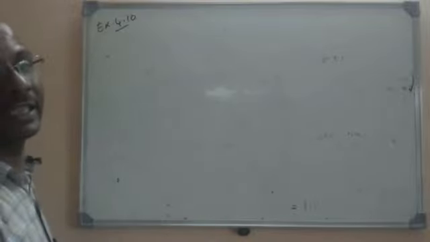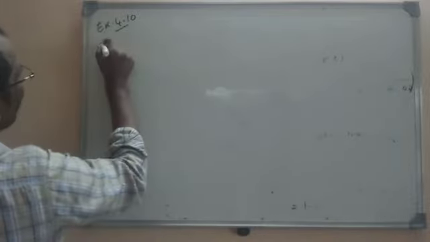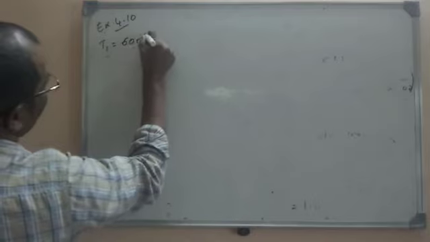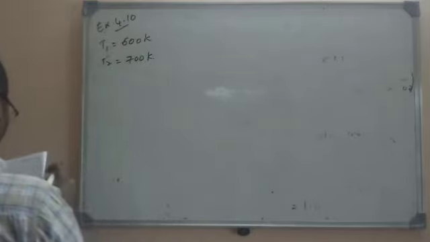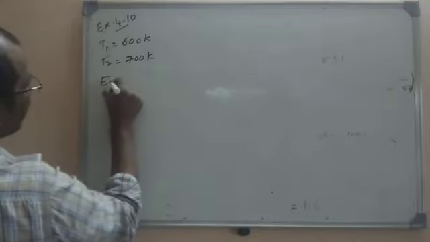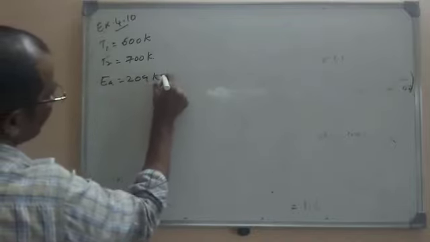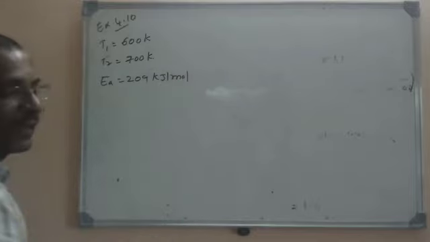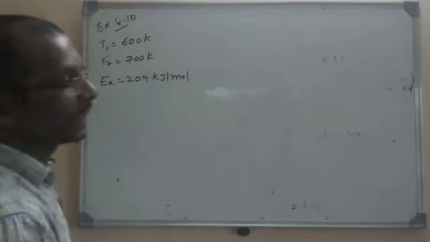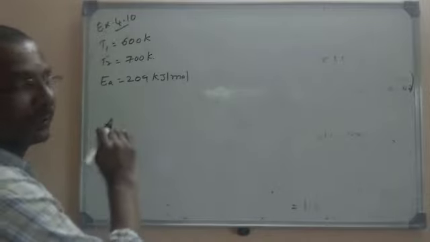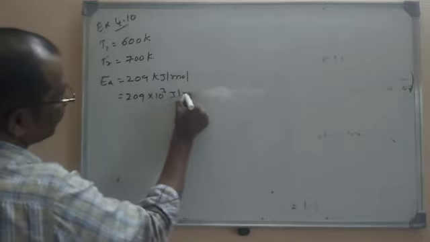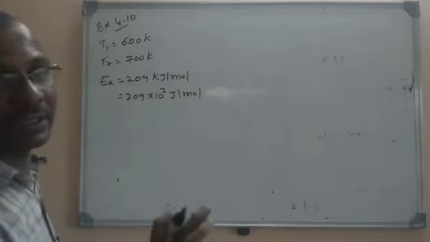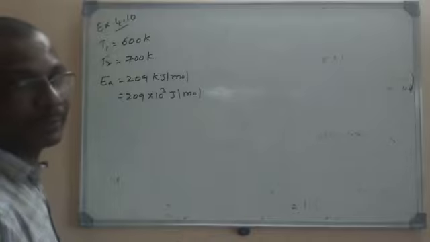Here the rate constant at higher temperature, K2, is to be found. At lower temperature it is given. Let us write first what is given. T1 is equal to 600 Kelvin and T2 is equal to 700 Kelvin. And activation energy is given, that is 209 kilojoules per mole. The units of activation energy are kilojoules per mole or joules per mole. Here it is kilojoules per mole, you can change into joules per mole. So in the earlier problem also, not only joules, you have to write it like joules per mole.